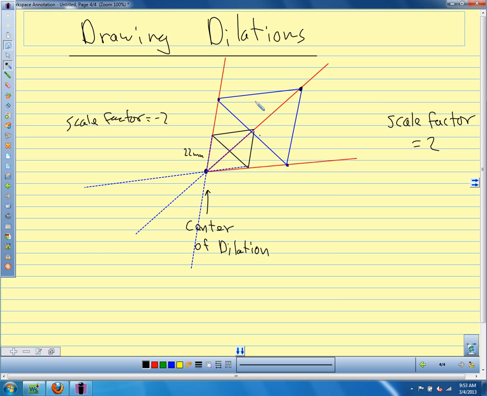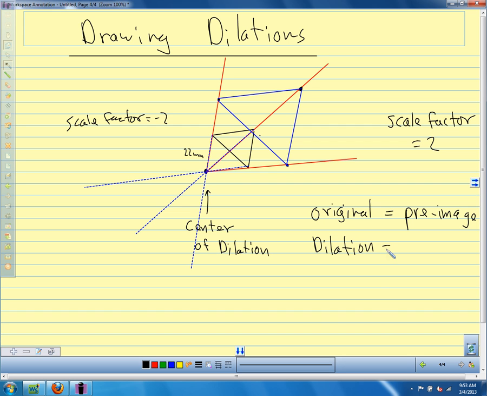And what we would find on this triangle is the lengths of the sides are twice as long as the lengths of the sides of our original. And just a little bit of vocabulary, we call the original the pre-image, and the dilation is called the image. So the smaller triangle is our pre-image, and the bigger triangle is our image.